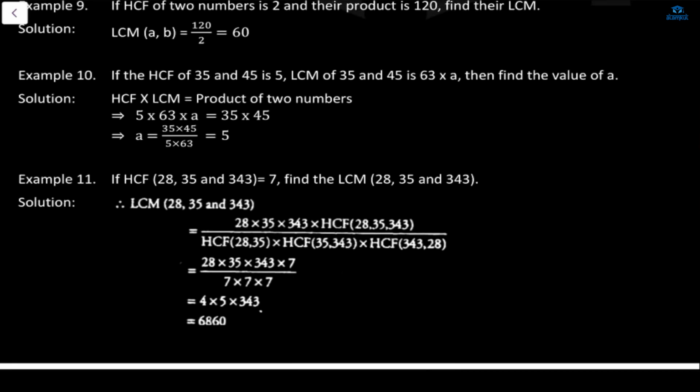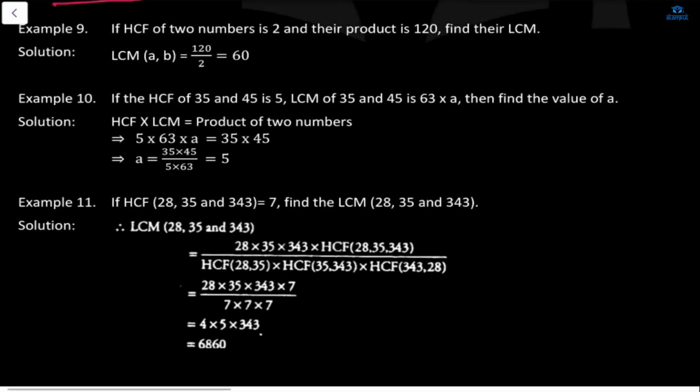You can see the question here. If the HCF of 35 and 45 is 5, and the LCM of 35 and 45 is 63 into A, here A is the missing number. You have to find the value of A. You already know the product of HCF and LCM is equal to the product of the two numbers. When you multiply, you can find out the value of A.